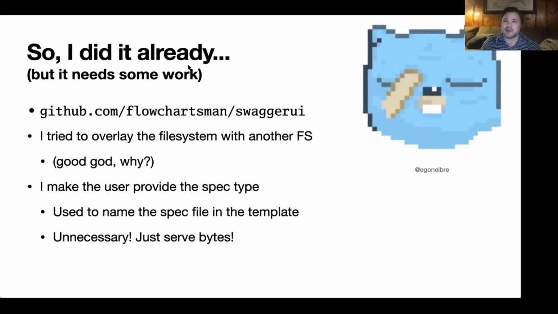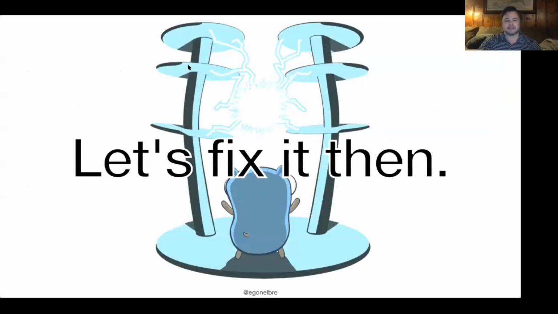an iota enum that's like SwaggerUI.json or .yaml, and then I would generate that. There's no need for that. The UI will detect it and just have a generic name. Who cares? So just serve bytes, right? So let's fix it right now.